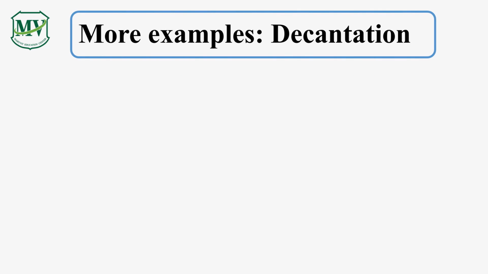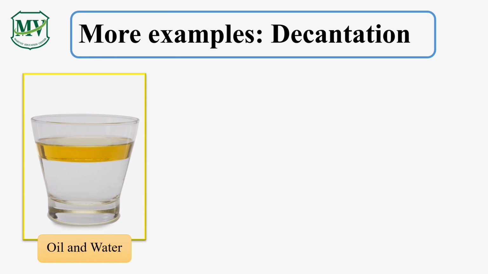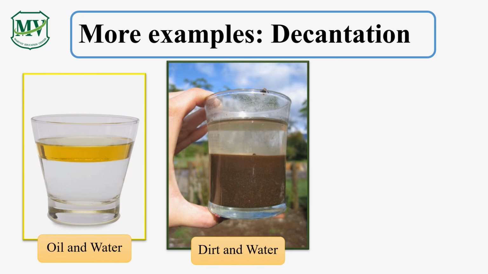More examples for decantation? Here they are. Number 1. We have oil and water. Oil floats on top of water. Decanting the mixture allows the oil to be poured off the water. Number 2. We have dirt and water. Muddy water can be cleared up by decanting. The soil will sink to the bottom of the glass, allowing the clear water to be poured off.